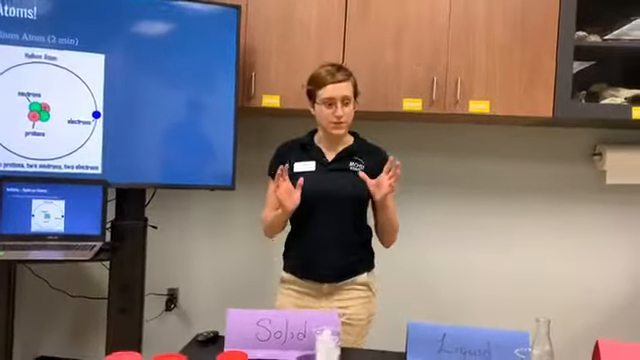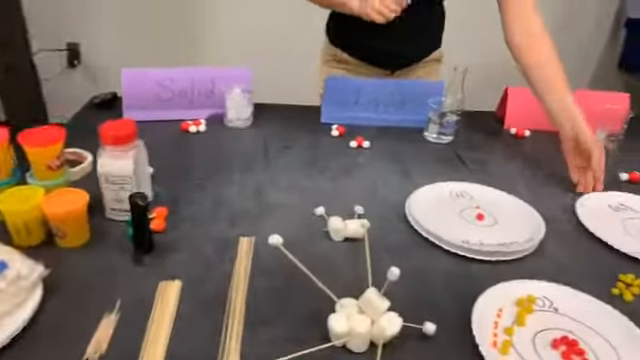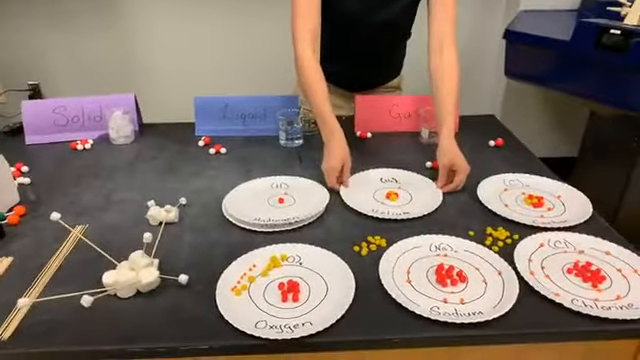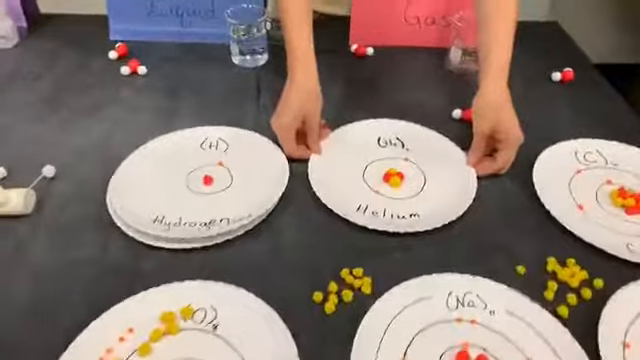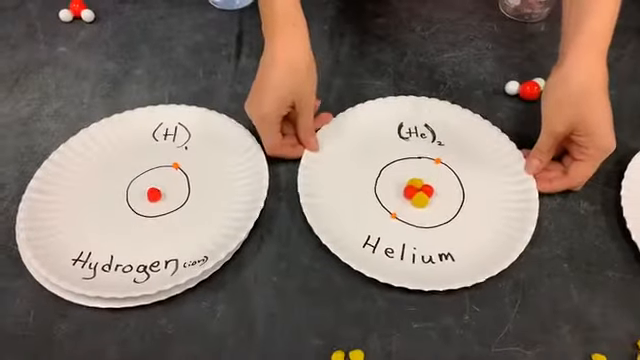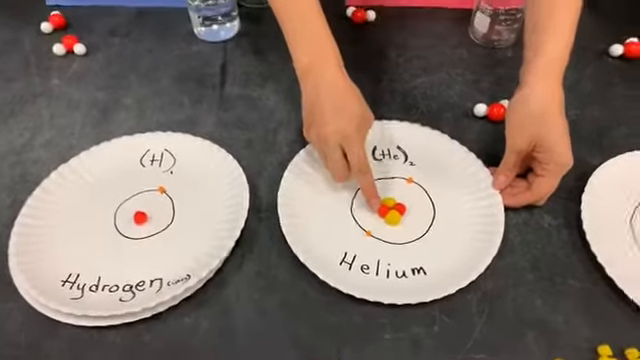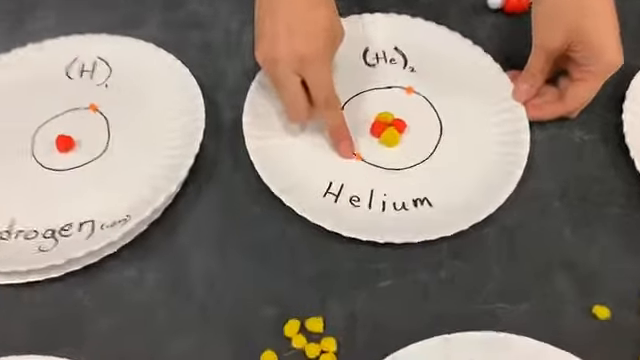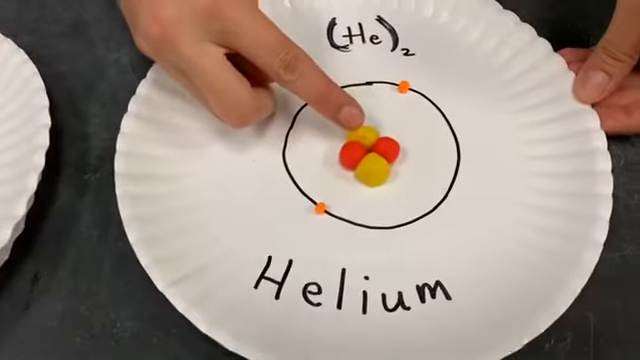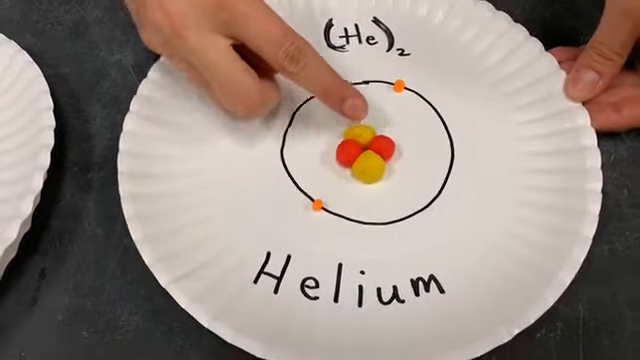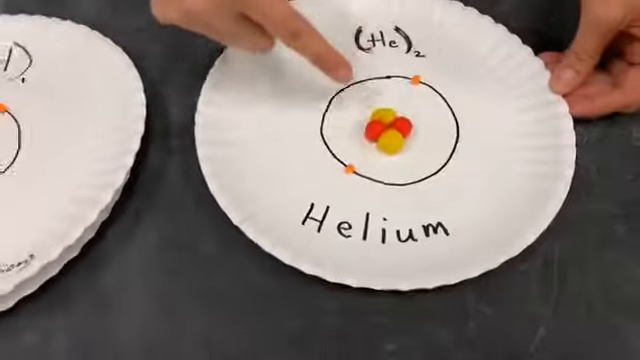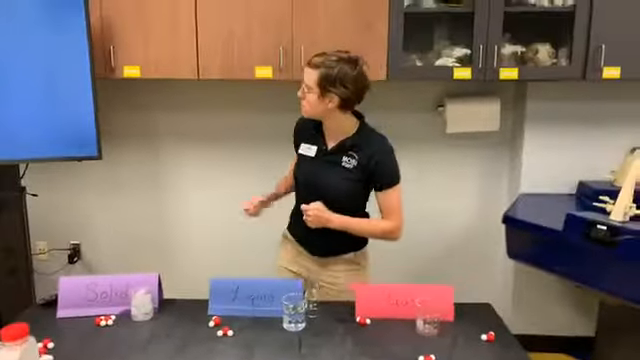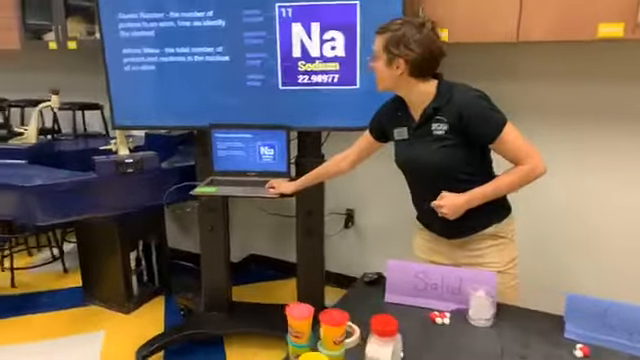So let's make our first model atom. I've made one here, and it is a helium atom. Helium is the second element on the periodic table. We'll talk about that in a second. But helium has 2 protons, 2 neutrons, and 2 little electrons. Remember, the protons and the neutrons are in the nucleus, or the center, and the electrons are circling outside on these rings that we call valence shells. So, let's see here.